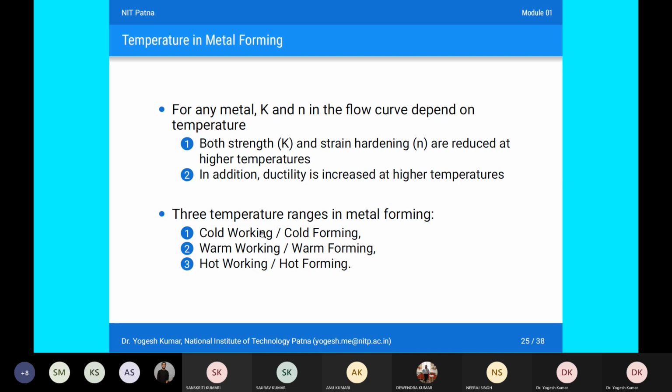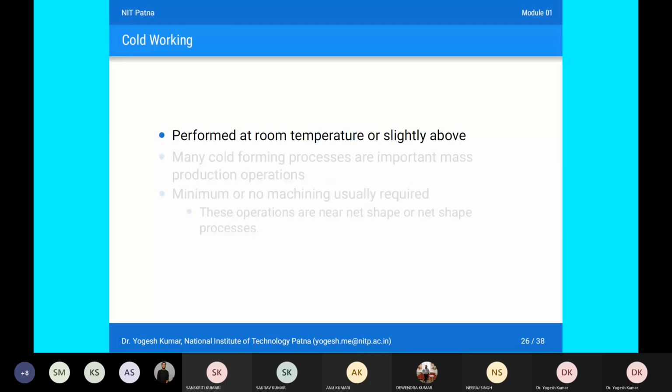Then there is another temperature range which is neither cold nor hot, but it is in between. So it is called warm working. It is slightly above your cold working and less than the hot working temperature. So let us see how these are differentiated from each other, and what are the advantages of these temperature ranges, that is hot working, warm working, and cold working. Let me move ahead. First, we will take cold working.